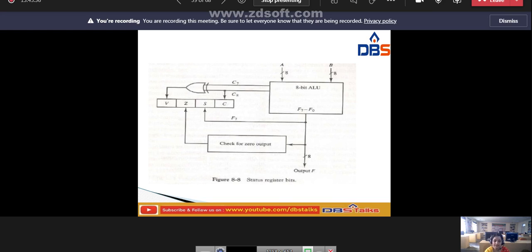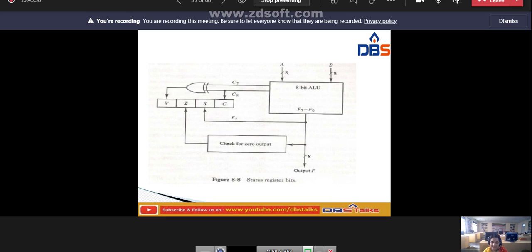Okay. So in this we have the 4 status bits. The 4 status bits are symbolized as C, S, Z and V. The bits are set or cleared as a result of an operation performed in the ALU. So the bit C is the carry, which is set to 1 if the end carry C8 is 1. It is cleared to 0 if the carry is 0.